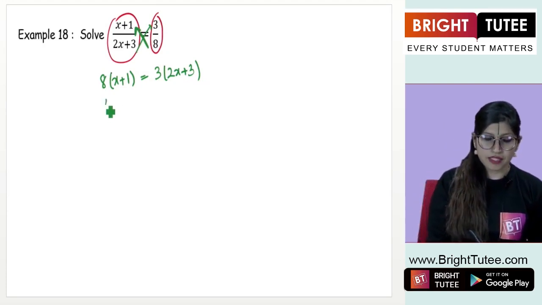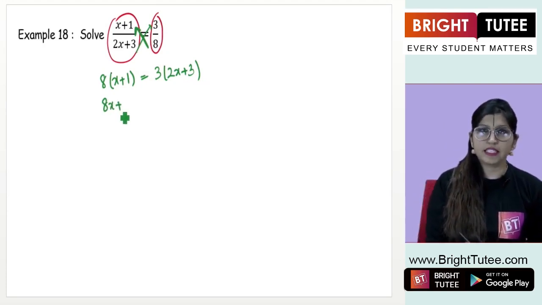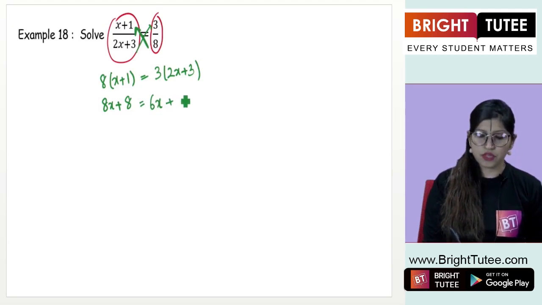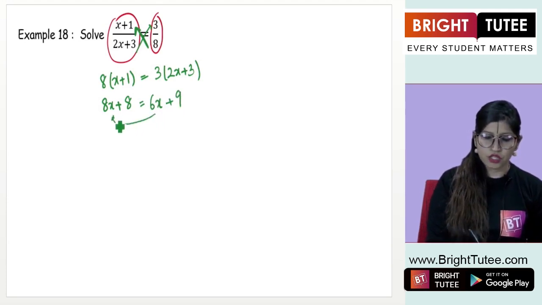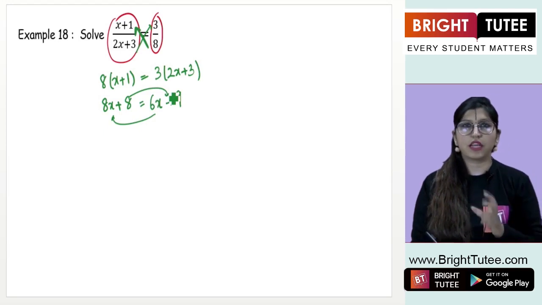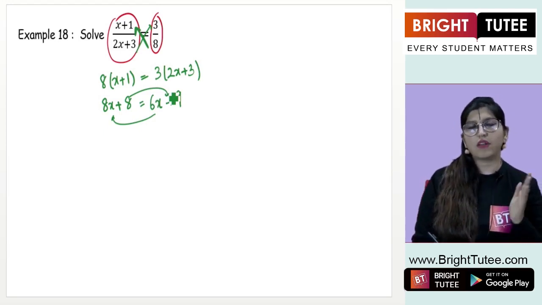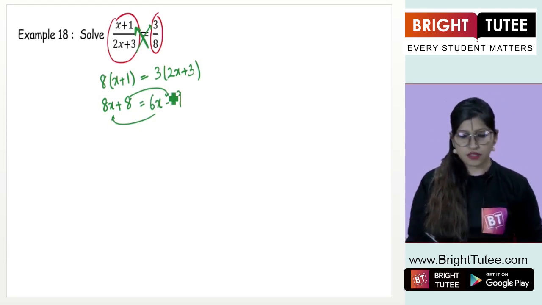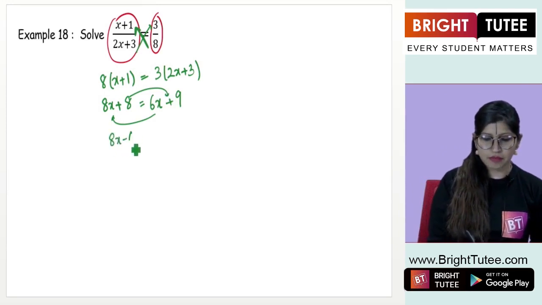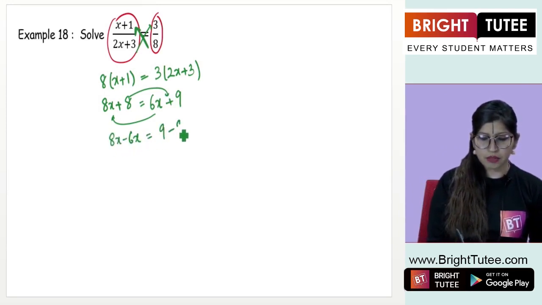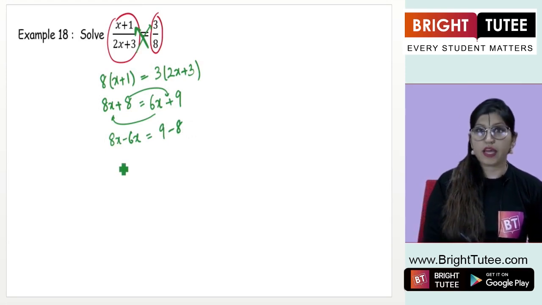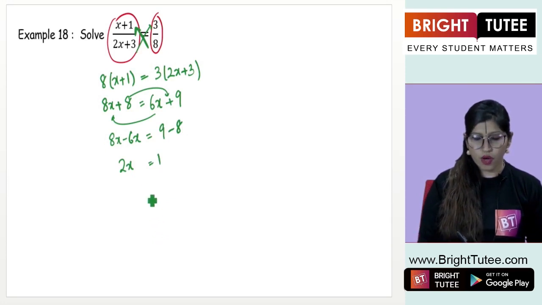So 8 times x is 8x plus 8 times 1 is 8, equals 3 times 2x is 6x plus 3 times 3 is 9. Now we'll shift terms. That means we'll take all the x terms together and all the constant terms on the other side. So we'll get 8x minus 6x equals 9 minus 8. Now 8x minus 6x is 2x equals 1, so x will be equal to 1/2.